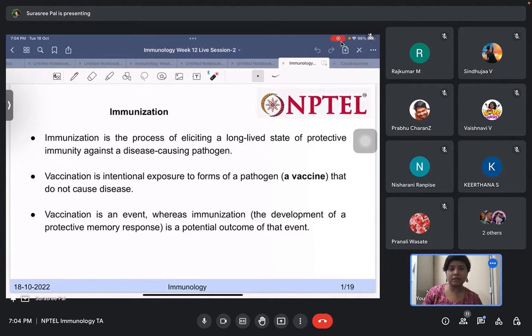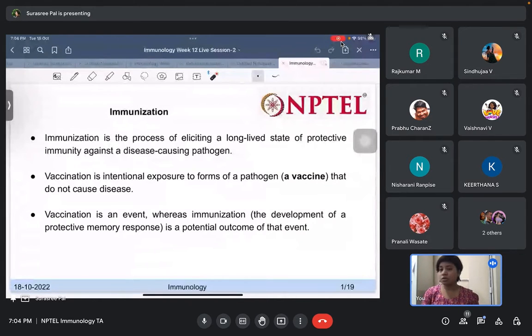I will go into more detail on what active and passive immunization are. But remember that vaccination is the intentional exposure to any form of a pathogen, in the form of a vaccine. Vaccination is an event, whereas immunization is the potential outcome of that event. So why do we vaccinate? So that we can generate a long-lived protective immunity against that disease-causing pathogen, right? That is the outcome, which is the immunization.